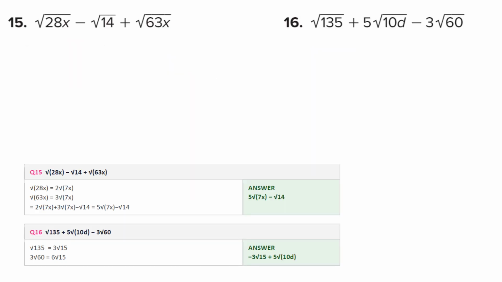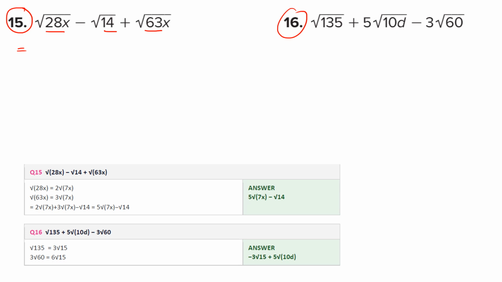I will do 15, you will try 16 yourself. The answer key is already here, but let me do the steps as well. Now see, look at the numbers inside the square root. No index means it is square root, index is 2. So this is 28, this is 14, they are connected. If I multiply 14 with 2, I get 28, okay? And they have a common factor. All these three numbers, 28, 14 and 63 have a common factor of 7.